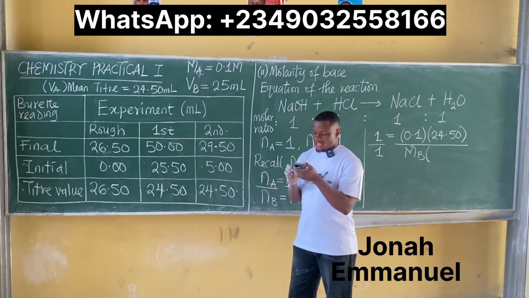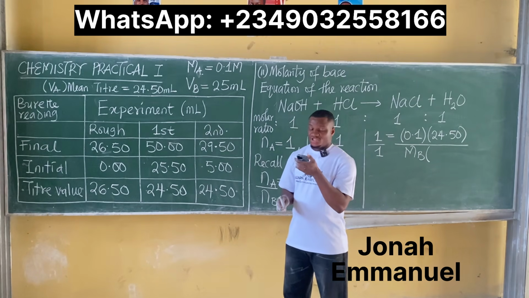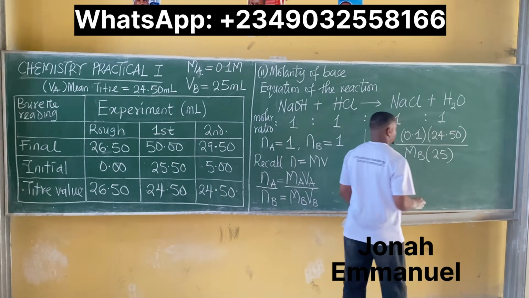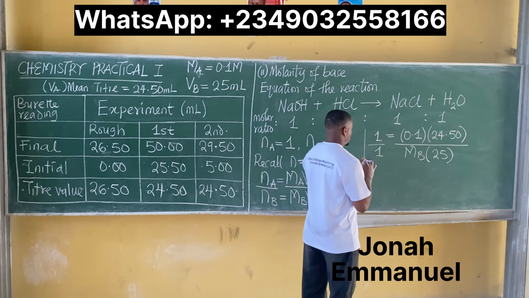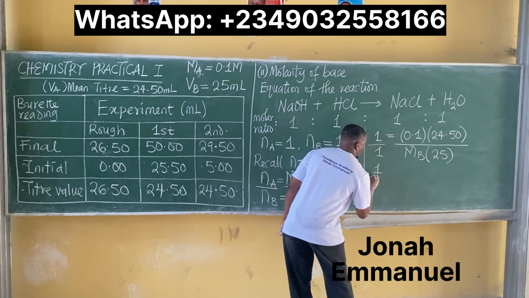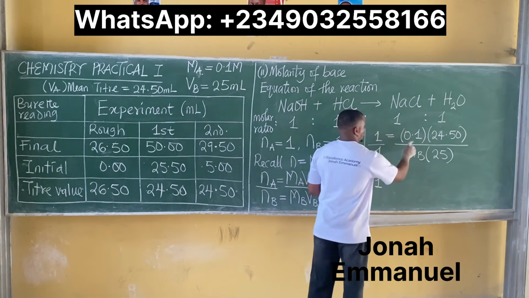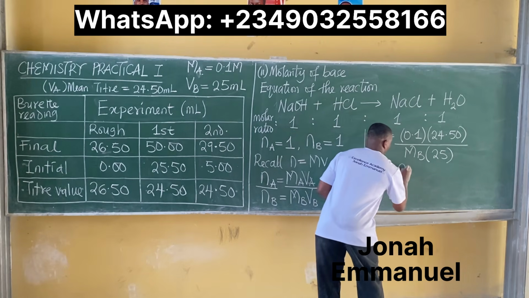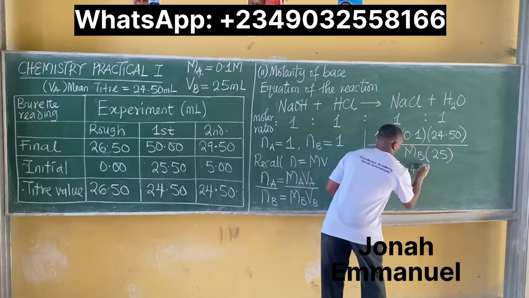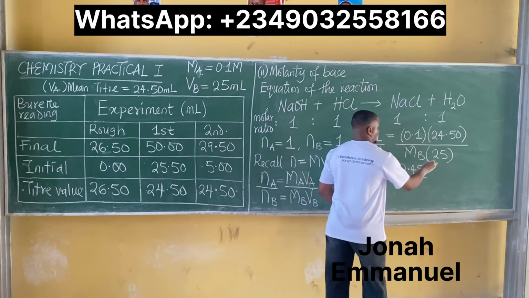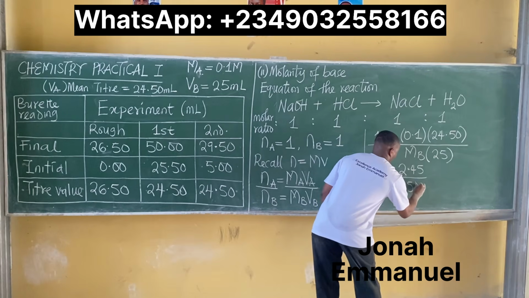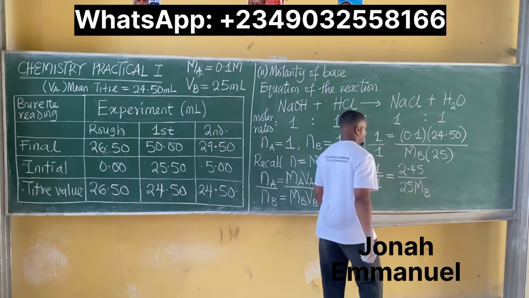If you look at the question there, they said volume of base used is 25 milliliter. It is there in the question. So that's 25. At this juncture, we can multiply through. So we have this as 1 over 1 is equal to, multiply numerator, 0.1 times 24.5. That's about 2.45, all over 25 times molarity of base becomes 25 molarity of the base.